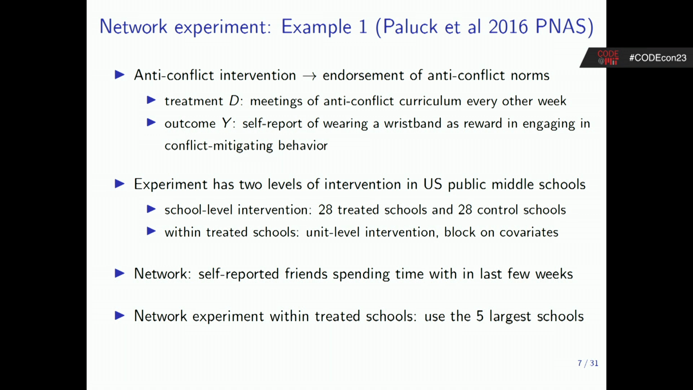This is the setting. The original experiment is more complicated than the pure network experiment. Actually, it has two levels. First level is school level intervention. We have treated schools and also control schools. For the treated schools, they randomly assign students to receive this treatment, binary treatment D. For our analysis, we will ignore the school level intervention, just focus on the unit level intervention.